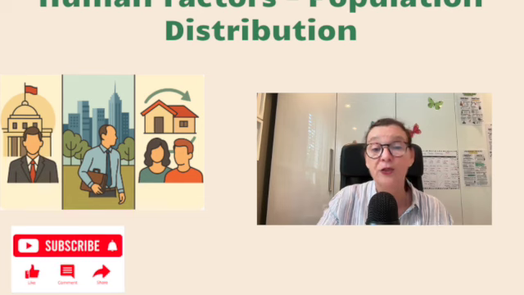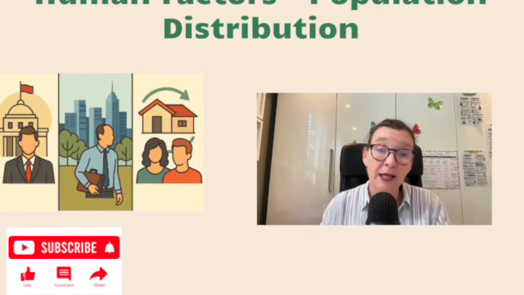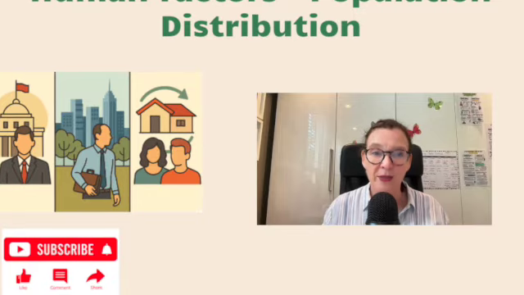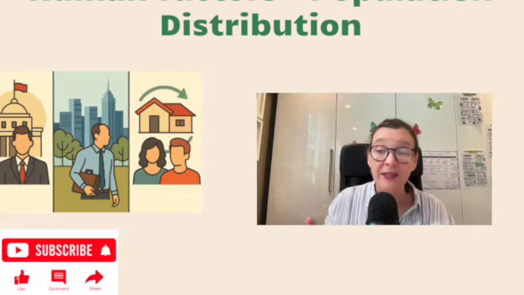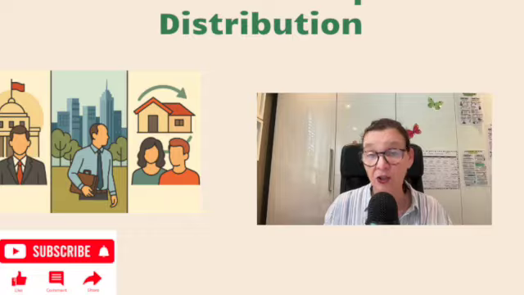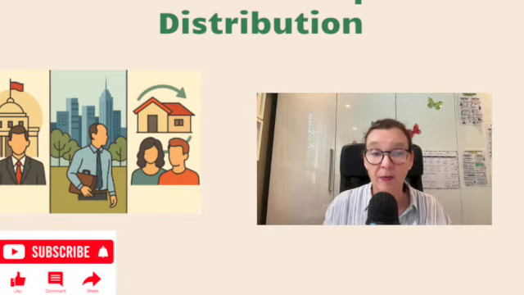And then finally, social factors. Things like family ties, cultural connections, and communities make people choose certain areas over others. Sometimes it's not about resources, it's just about belonging. The key takeaway: in modern times, human choices like jobs, safety, and community are just as important as the physical factors in shaping population patterns.